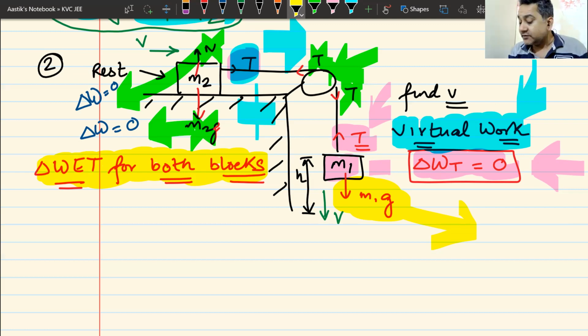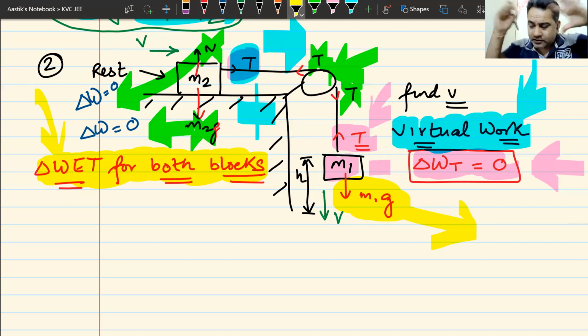So we can solve this question by the work energy theorem applied on block m1 or applied on block m2. But if I do it separately by m1 and m2, the work done by tension will not be 0, because separately on m1 and m2, tension is doing work. But if I combine m1 and m2, the work done by tension would be 0. Do we understand this? Therefore, the only way you can solve this problem with the work energy theorem is by applying the work energy theorem to the entire system. Entire system means the entire system of block m1 and block m2.